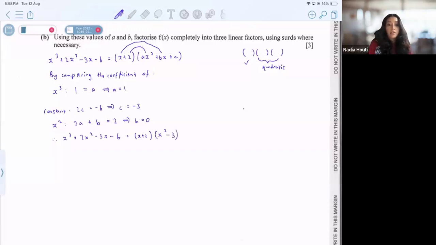Is this the final answer? It's not, because you can further factorize x squared minus 3 into two linear factors. So recall your a squared minus b squared. Now your 3 is not a square of its own, so you have to square root it. You'll get x plus square root of 3, and x minus square root of 3, because you have to square root the 3. Okay, and that's your final answer for this question.